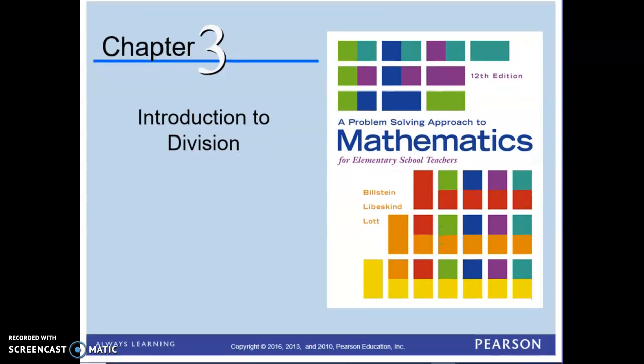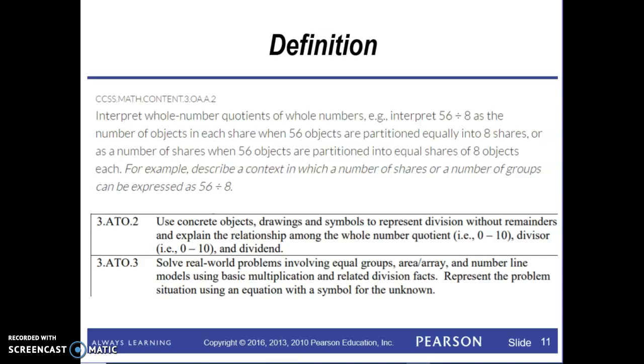In this video, we are going to be talking about division. So we're going to start off exactly the same way we started off with multiplication. We're going to look at a definition. And again, the Common Core standards have a very nice definition.